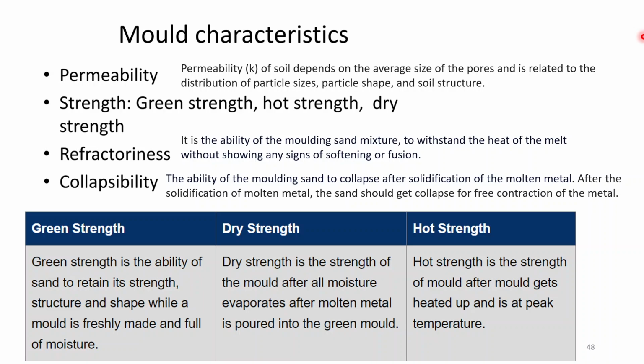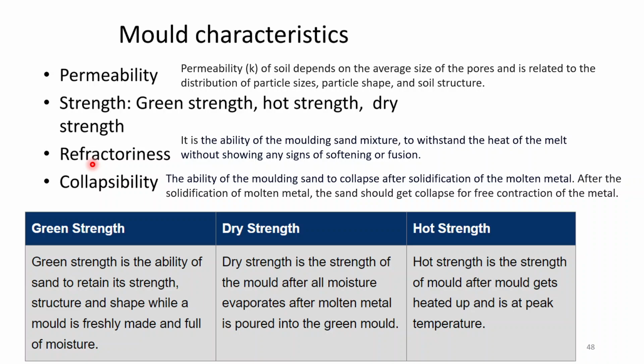Next characteristic is refractoriness. It is the ability of the molding sand mixture to withstand the heat of the melt without showing any signs of softening or fusion. So it should withstand high temperatures. If the metal you are choosing for casting has a very high melting temperature, then depending on that you choose your sand.